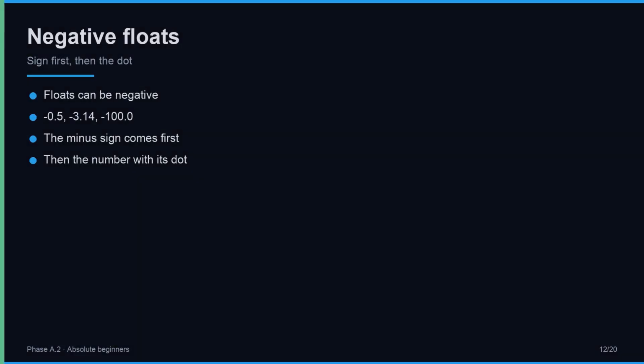Negative 0.5, negative 3.14, negative 100.0. The minus sign always comes first, before the digits and before the dot. The rule is simple: sign first, then the number, then the fractional part. Python handles negative floats exactly as you would expect from ordinary arithmetic. Nothing changes about the type, the dot still makes it a float. Sign first, then the dot.